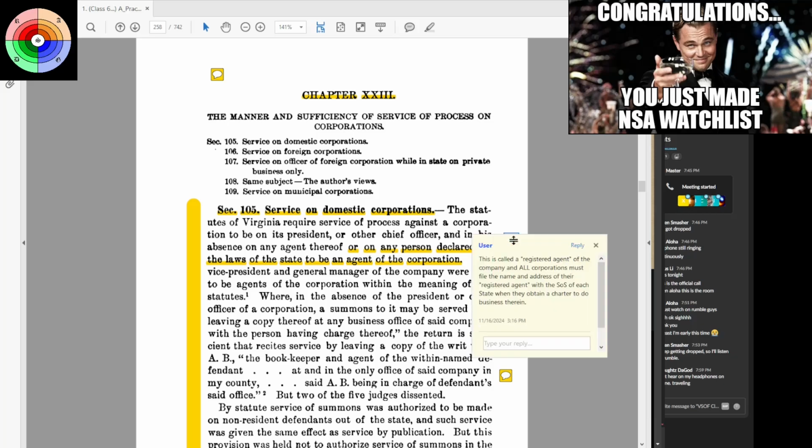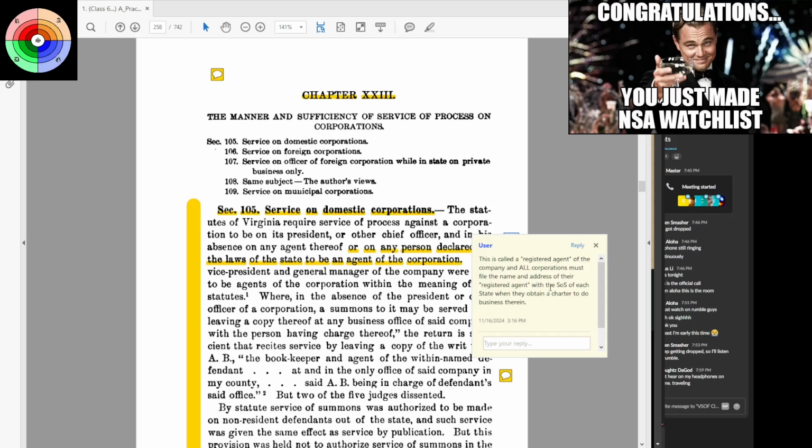And I made a note here, any other person declared to be the agent thereof. What this is called is a registered agent. And it'll get into this registered agent thing a little bit more in detail in the treatise, but just for right now, every corporation that has a charter out of some state to do business has to put in to the Secretary of State the name and the address of their registered agent. All corporations must do that, and that's where you serve that corporation.